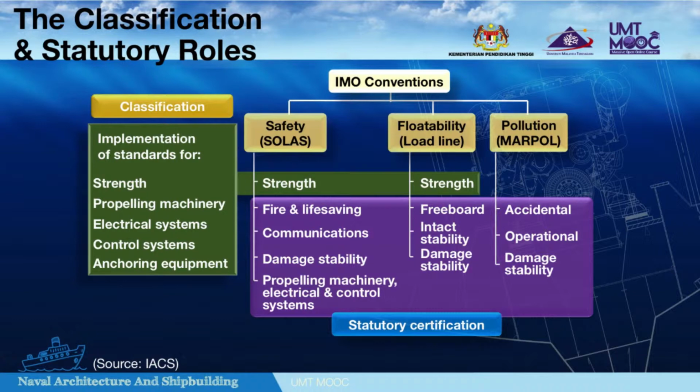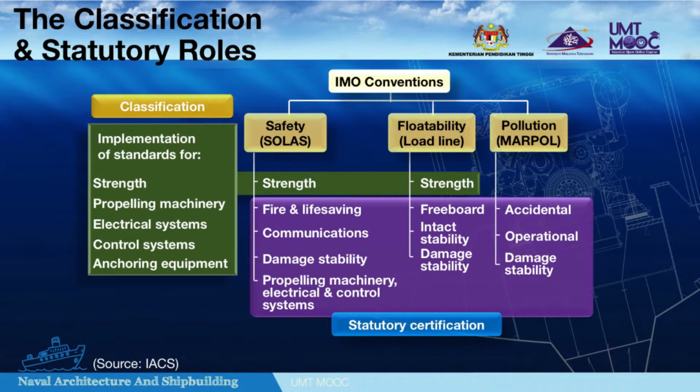Mainly, surveys are classified under two categories, which are classification survey and statutory survey. The difference between the classification survey and statutory survey is that classification survey is on behalf of society, statutory survey is on behalf of a flag administration.